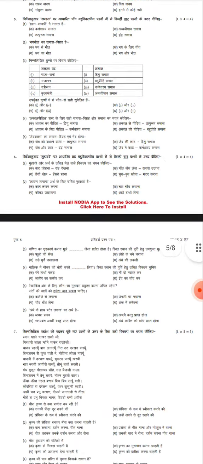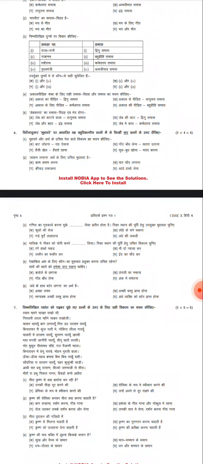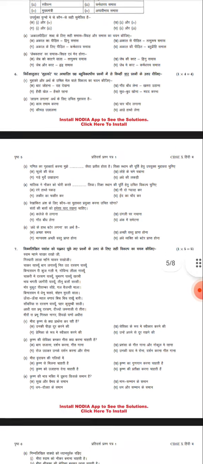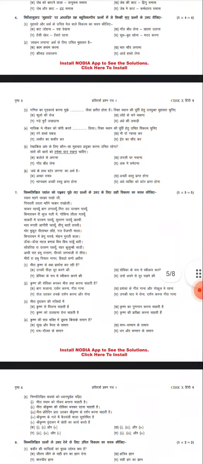Then as you can see on the screen, it's Muhavre. Muhavre, again 5 questions you need to attend. Sorry, Muhavre gives you 6 questions. Please note, Muhavre gives you 6 questions and you need to attend only any 4. 1 mark each. That's the end of grammar.